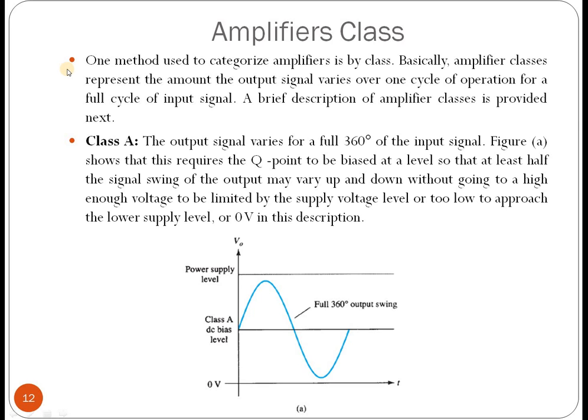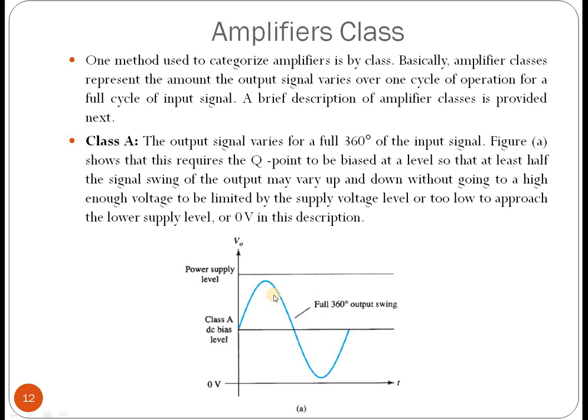First we'll discuss class A. There are several types of class, like class A, class B, class AB, and class C. The first one is class A. You can see in the graph in figure A that in this type of amplifier, the output signal varies for a full 360 degrees of the input signal. One half cycle is for the upper level voltage, and the next half cycle is for the lower level voltage, so in total a full 360 degrees.